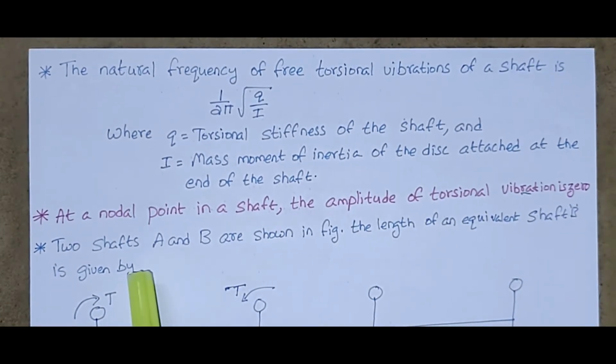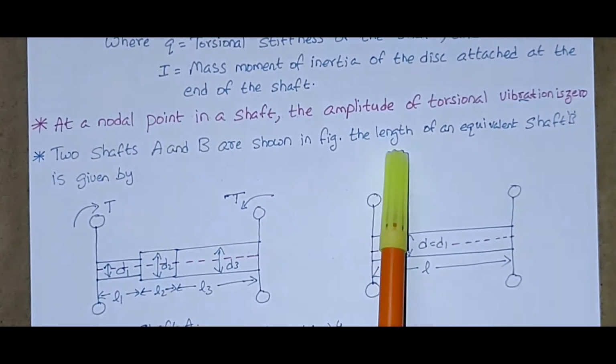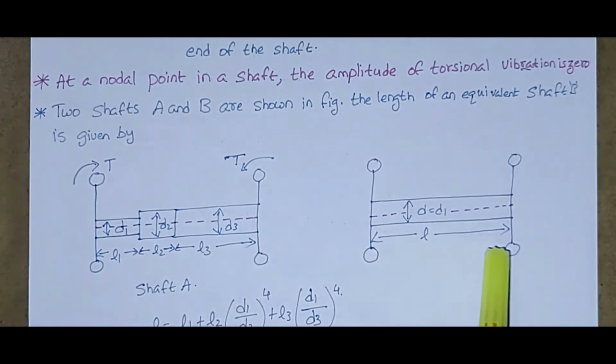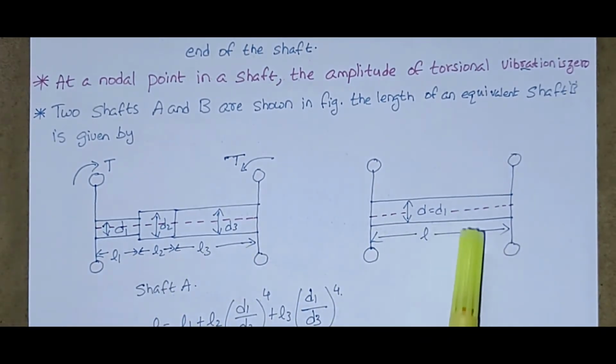So two shafts A and B are shown in the figure. The length of an equivalent shaft B is given by... So these are the two shafts. This is shaft A and this is shaft B. From shaft B we have to show the length of an equivalent shaft. So this is the equivalent shaft, and this is the difference showing in the equivalent.